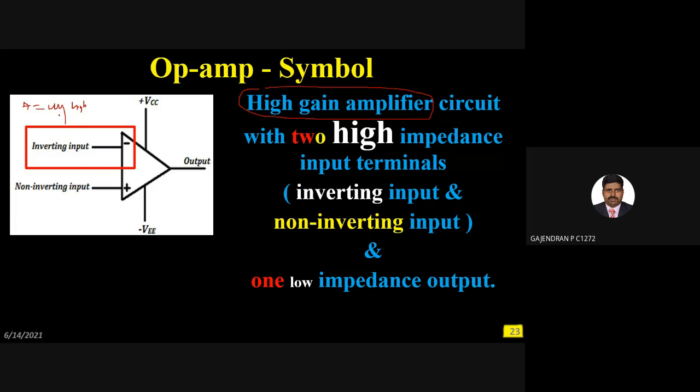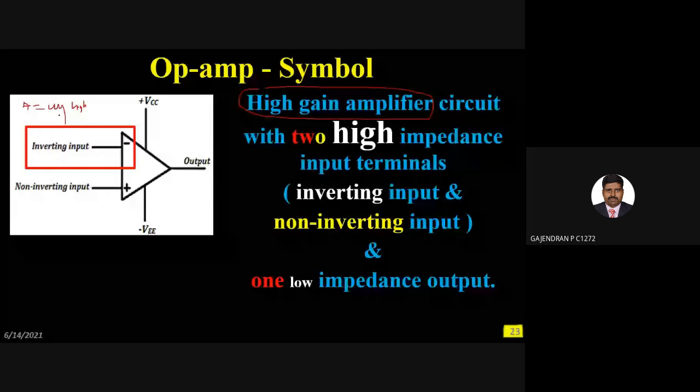What is another name for gain? Gain is also said to be the amplification factor. So AI is the current amplification factor, AV is the voltage amplification factor. That's why we represent it with capital letter A. AP stands for power gain, the power amplification factor.